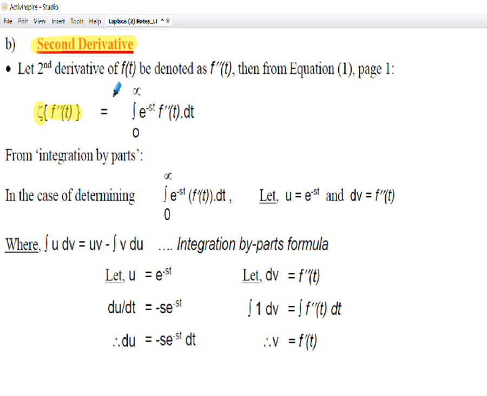So my integral will be e to the minus st multiplied by the second derivative of the function of t with respect to t between the limits of 0 and infinity. Again, we're going to have to use integration by parts, so the same kind of approach as before. I have to define a u term, which in this case will be e to the minus st, and I have to define a dv term, which I will use as the second derivative of t. We've got to go through and find the du term again as before, and we've got to integrate and find the v term as before.